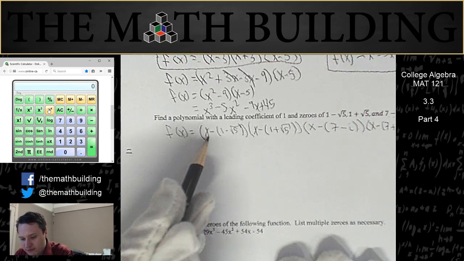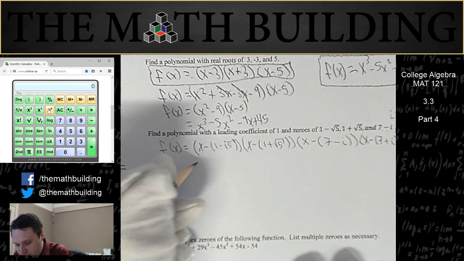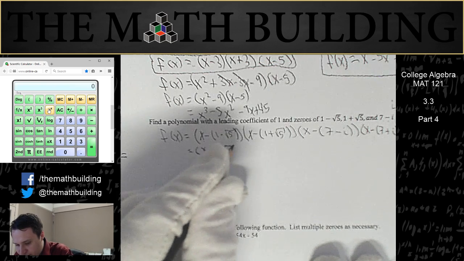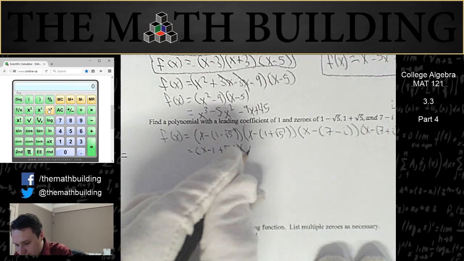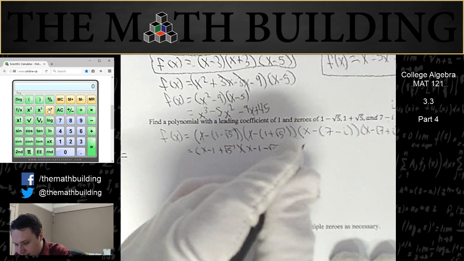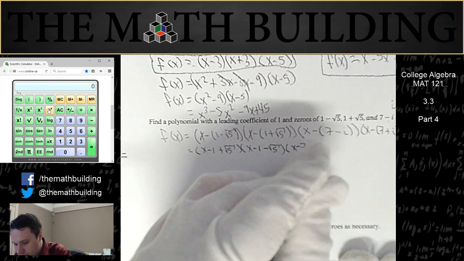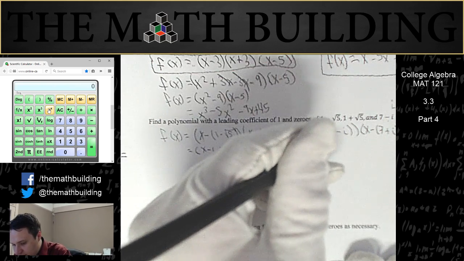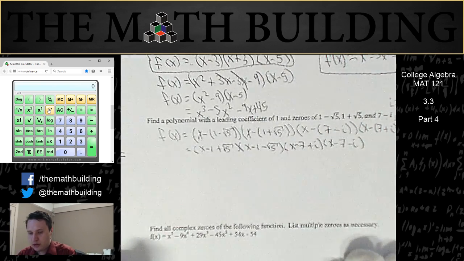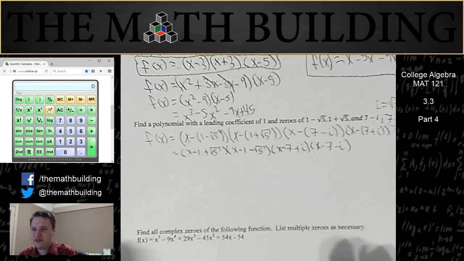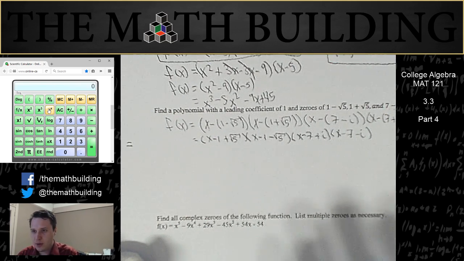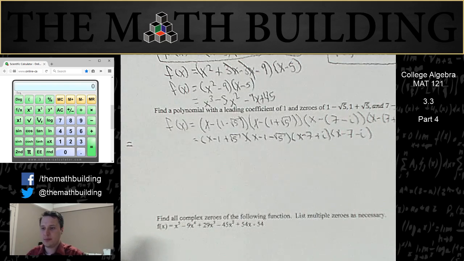So here we go. Oh, first let's rewrite this really quick. So this is x minus 1 plus root 5 times x minus 1 minus root 5 times x minus 7 plus i times x minus 7 minus i. So I just distributed my signs there very carefully. All right, and I'm going to FOIL this, and I'm going to FOIL it in part 5 for you.